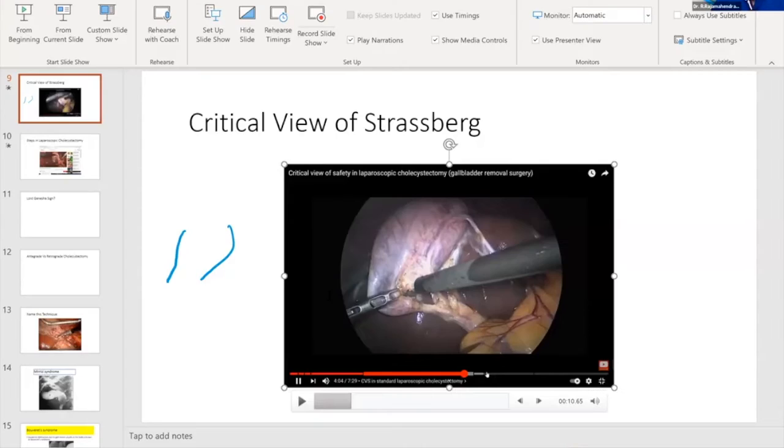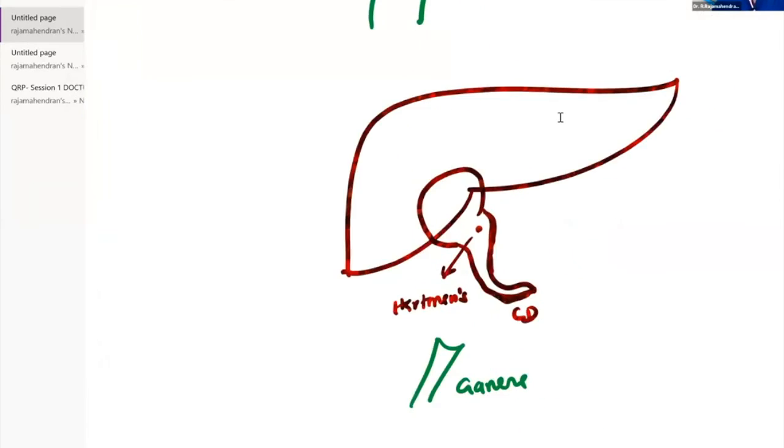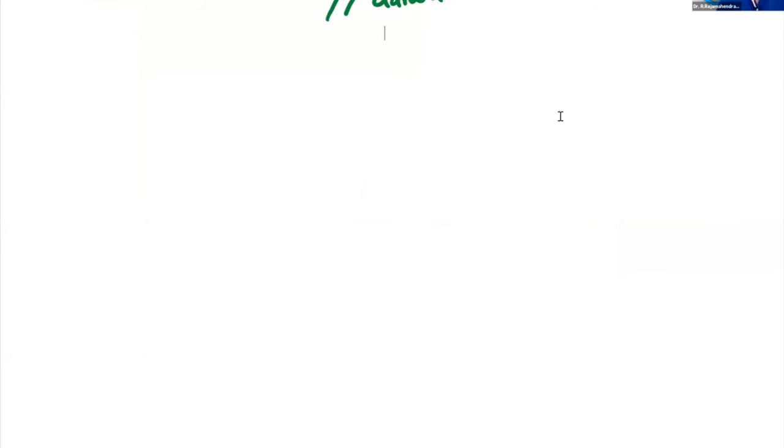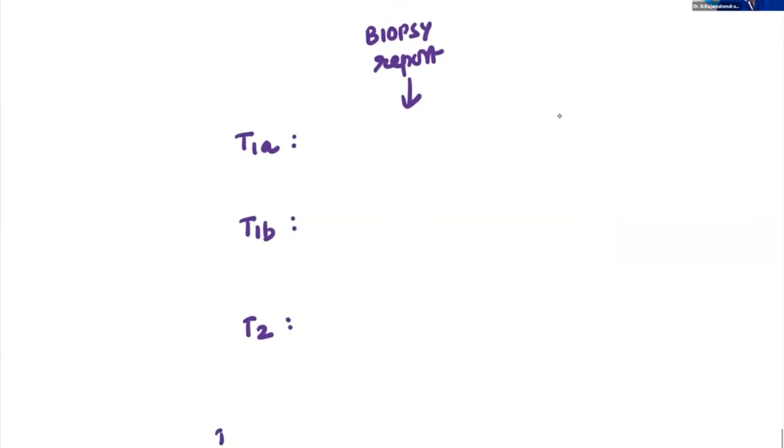If there is a growth found in the biopsy specimen, you have operated thinking it is a normal gallstone, but the pathologist is calling you, sir, the biopsy report has come as cancer. Immediately you should ask whether it is T1A, T1B or T2. It cannot be T3 or T4. Why? The biopsy report can be only T1A, T1B or T2.